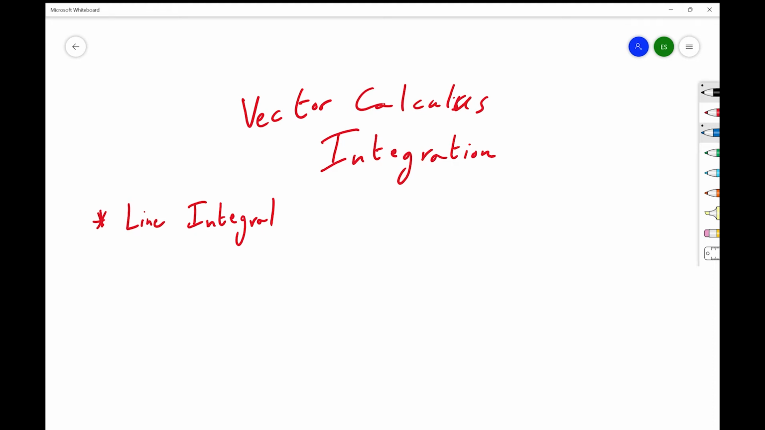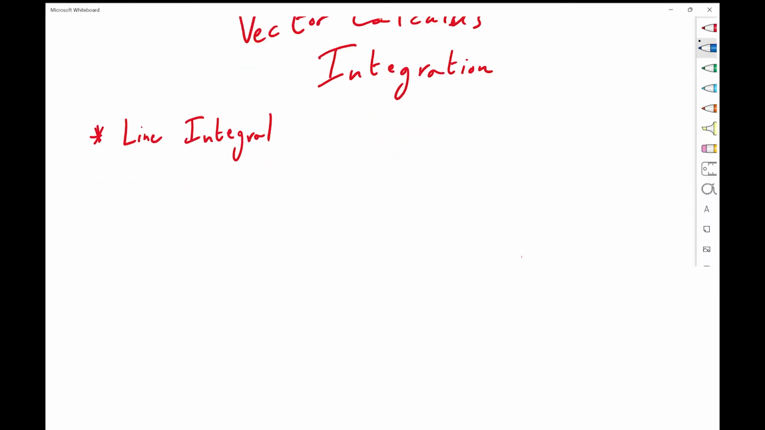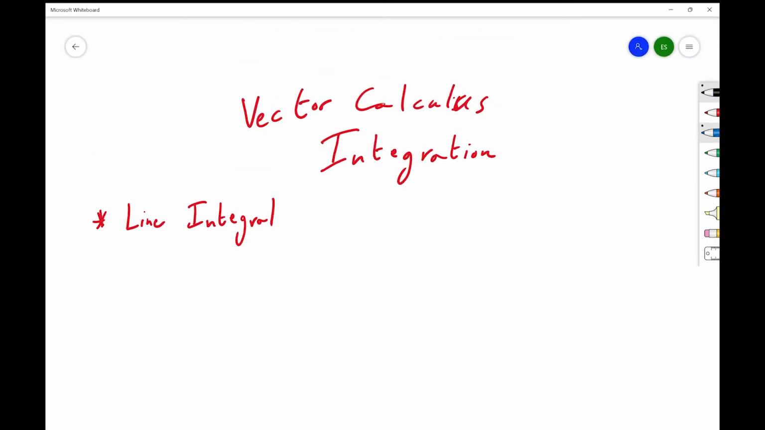Good morning, everyone. Today we're going to start talking about vector calculus. We're going to continue talking about integration, and we're going to start with the first kind of integral, which is the line integral.